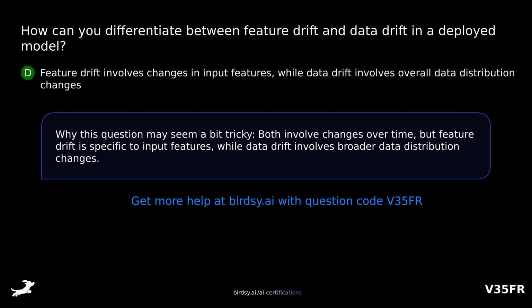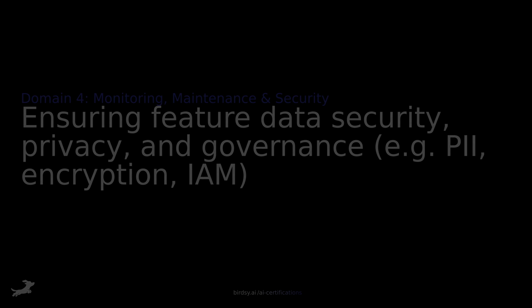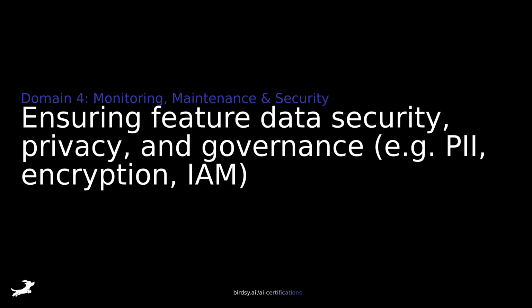Why this question may seem a bit tricky. Both involve changes over time, but feature drift is specific to input features, while data drift involves broader data distribution changes. Ensuring feature data security, privacy, and governance, for example, PII, encryption, IAM.